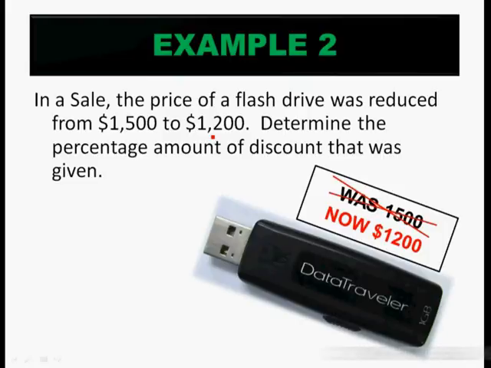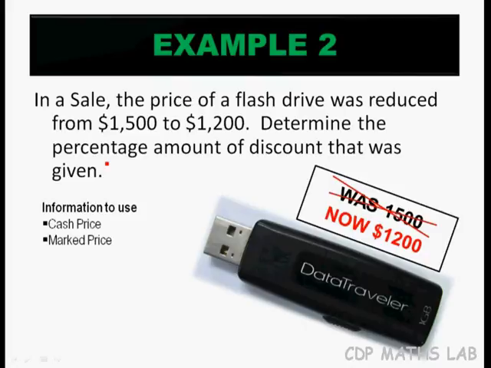But once again, we have to look at the information to use. Cash price. What was the cash price? $1,200. And we're given the mark price. The mark price is what? $1,500. So, what are you asked to find? The percentage discount. Pause the video and try to see if you could figure it out.